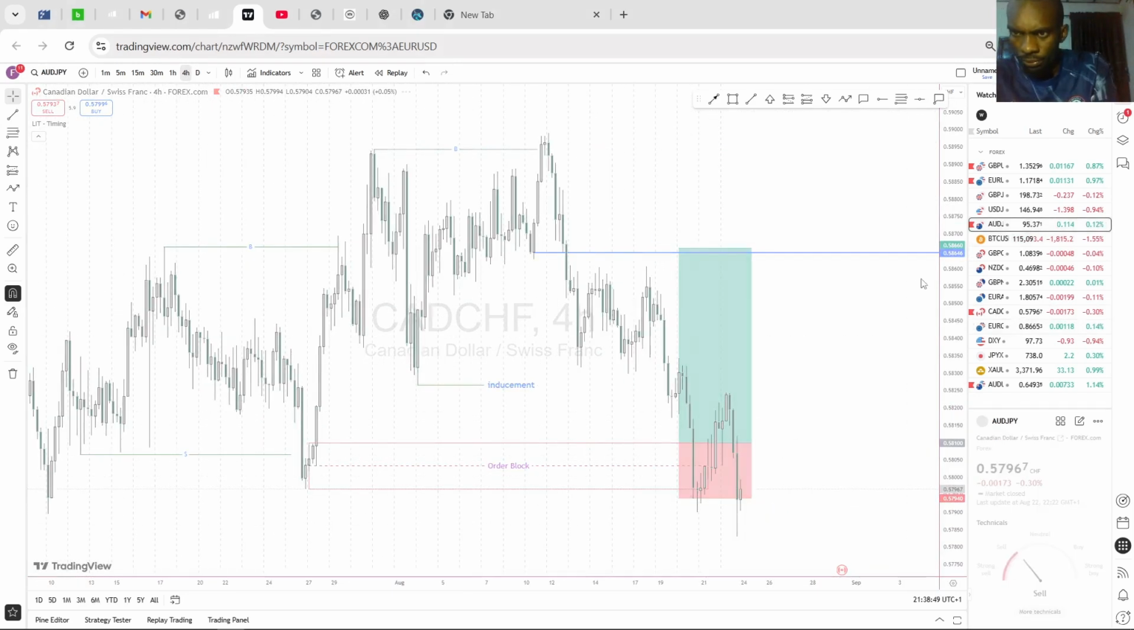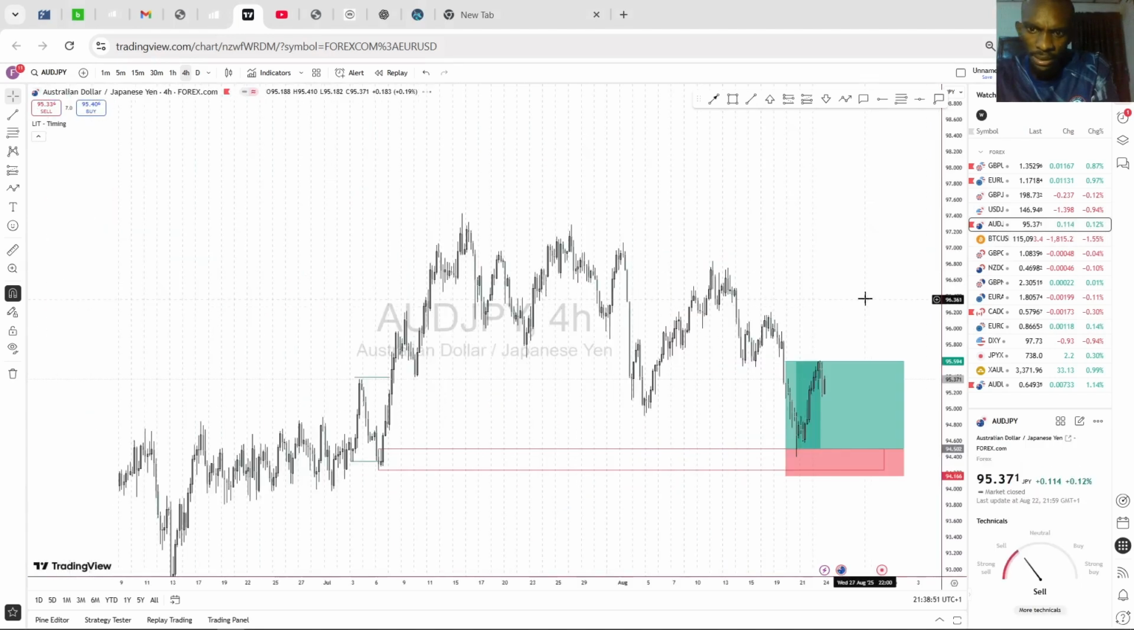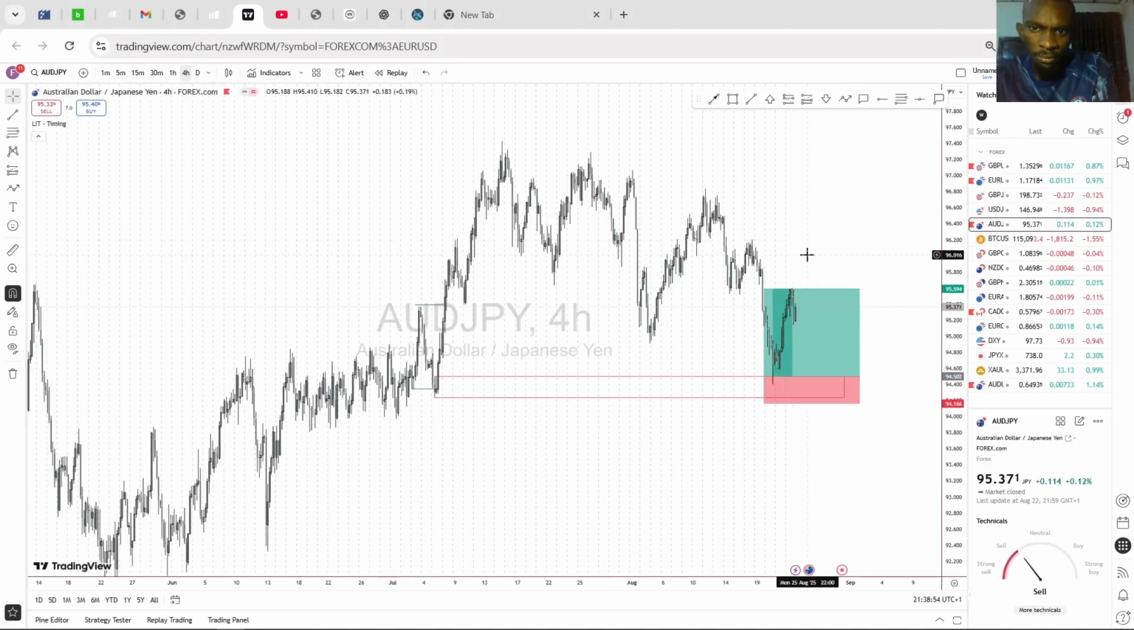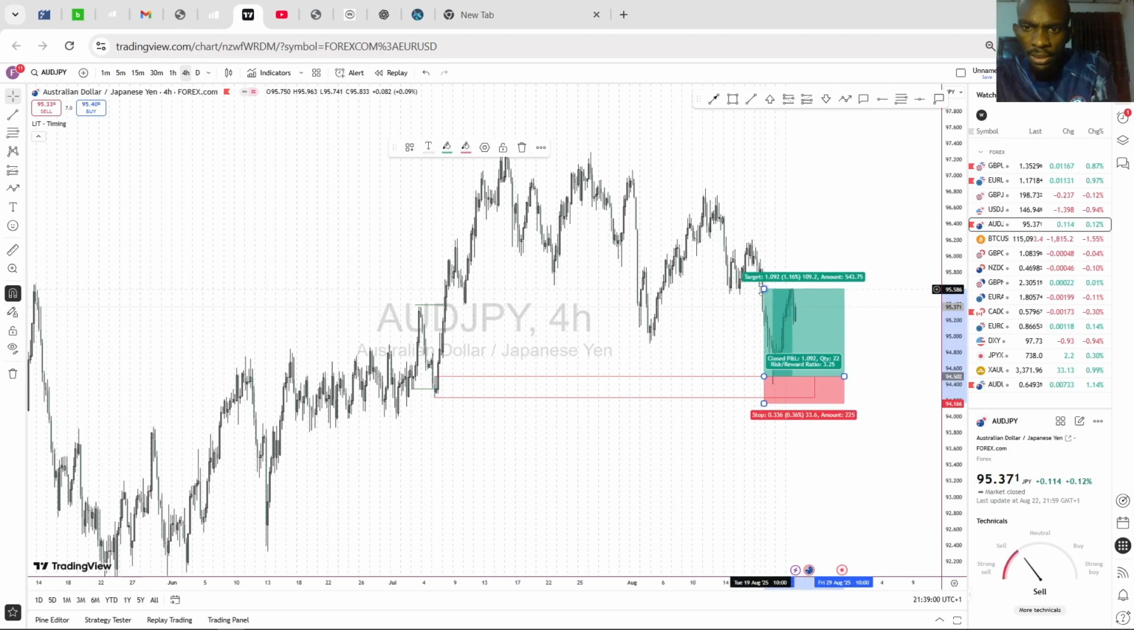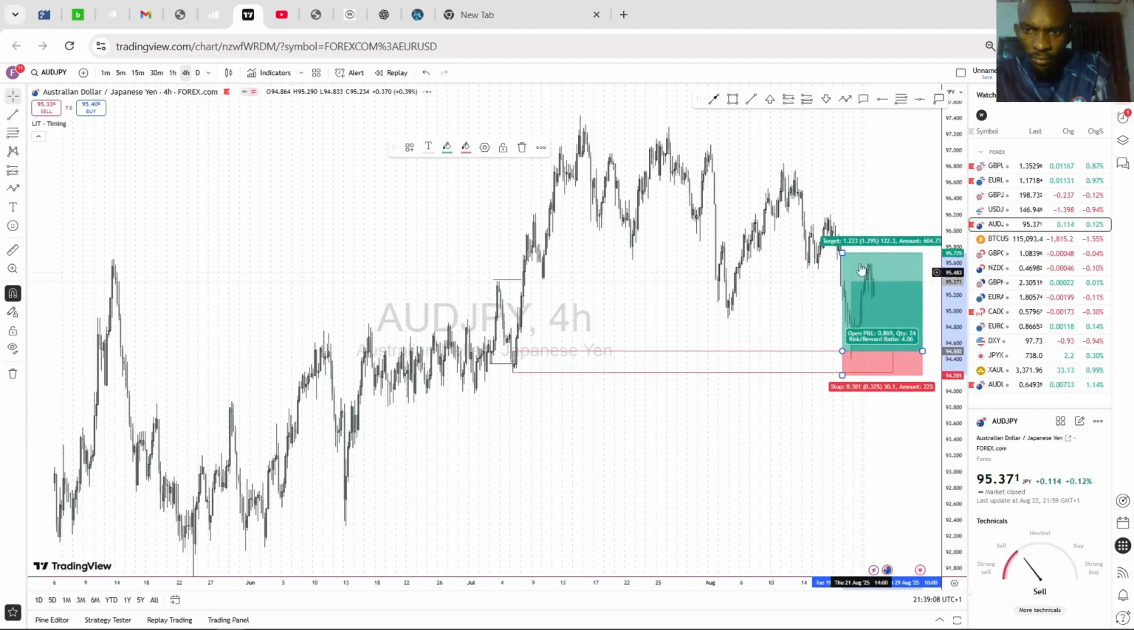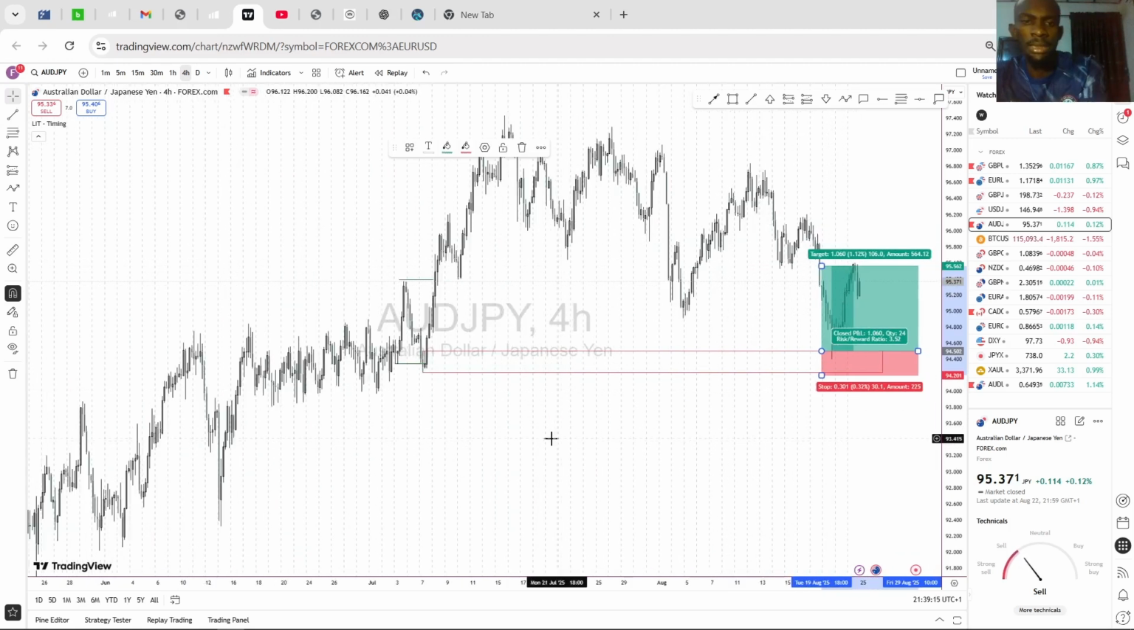So on AUDJPY, this is a trade that I've been waiting for quite a long time. On that video, I told you guys it's going to be a short-term trade. So my plan is to execute and leave at 1 is to 3.5, should be like this, sorry. You see, 1 is to 3.5.